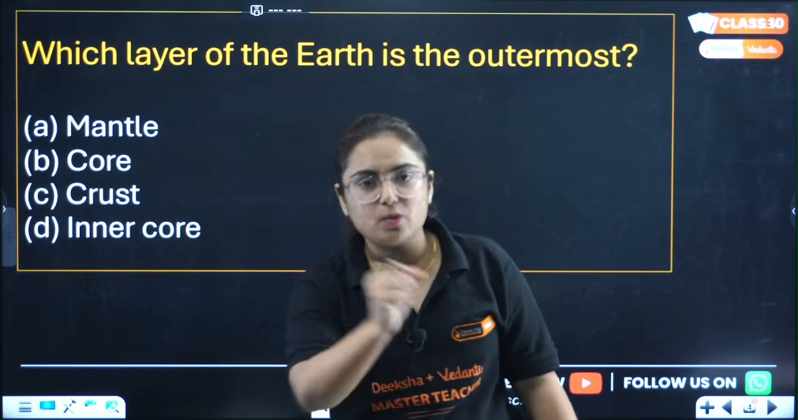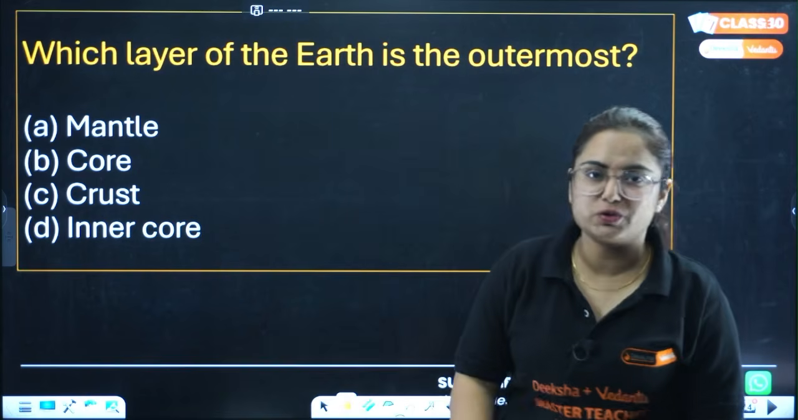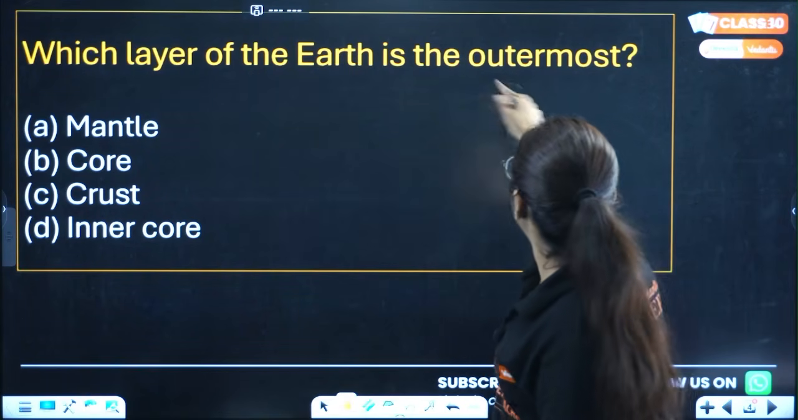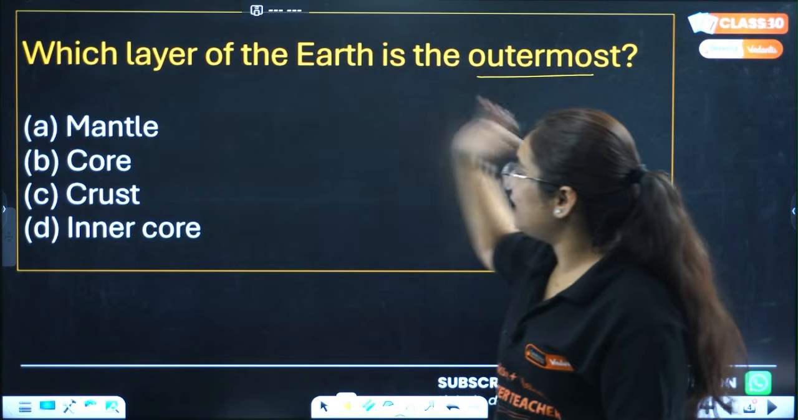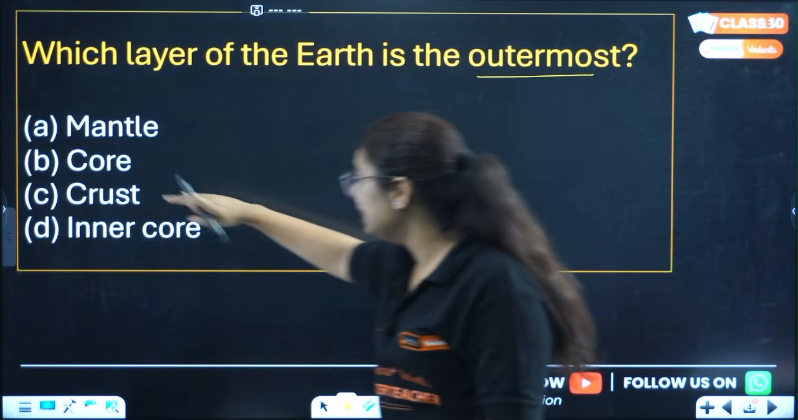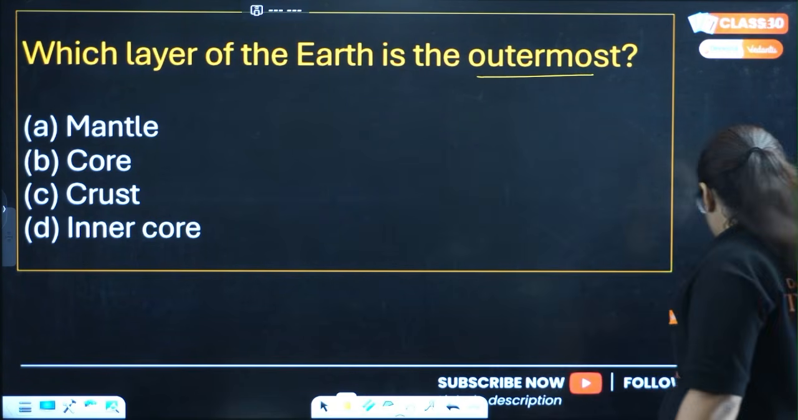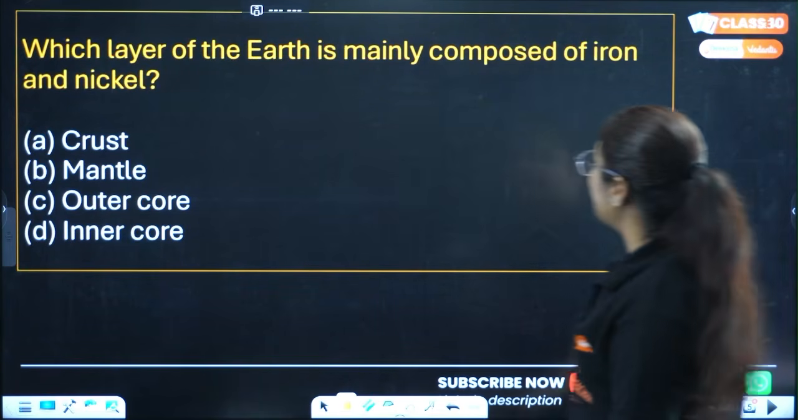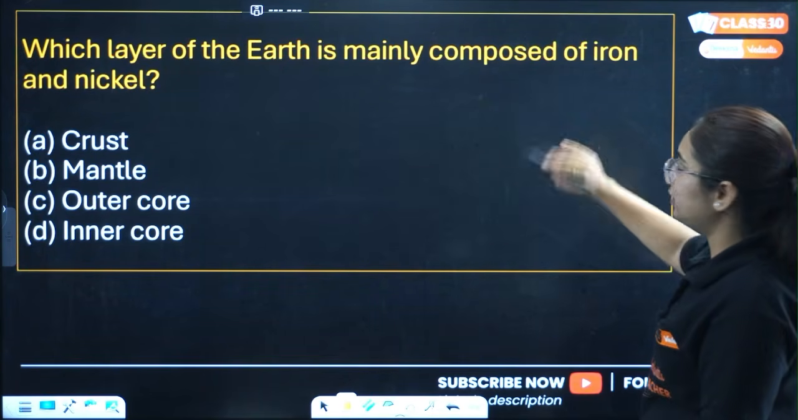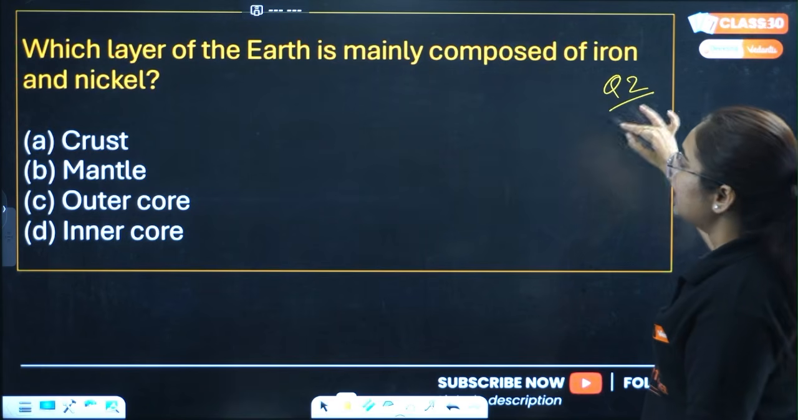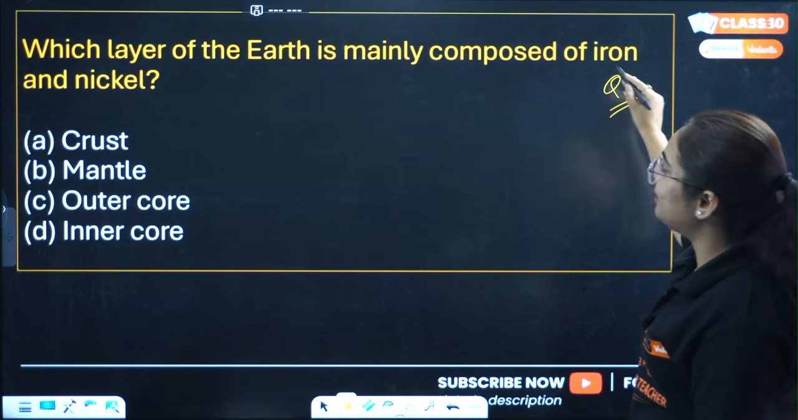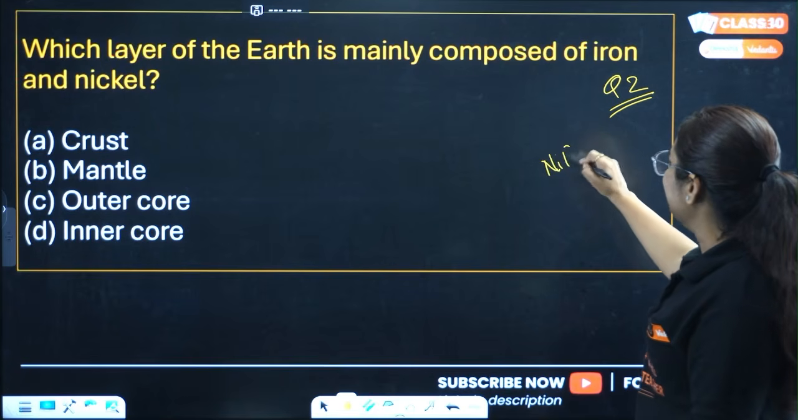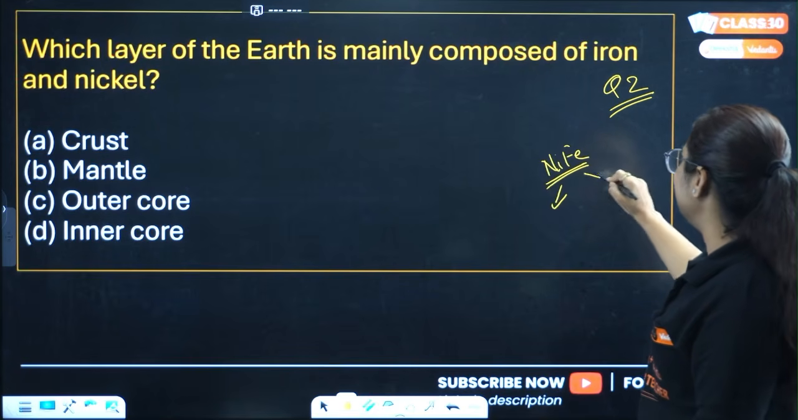Now here is a quick question from my side to all the students watching. The answer needs to be in the comment section. Which layer of the earth is the outermost layer? Very easy. Option A is mantle, B is core, C is crust, or inner core, that's D. Next question, question number 2. Which layer of the earth is mainly composed of iron and nickel?